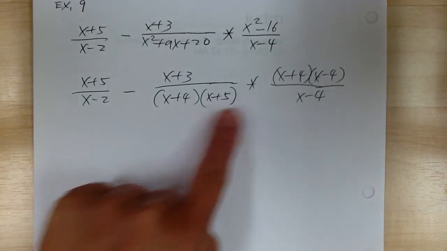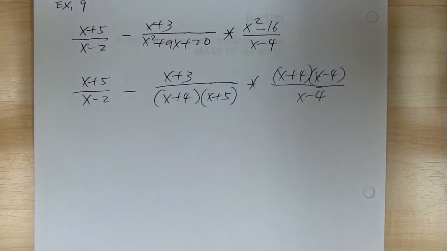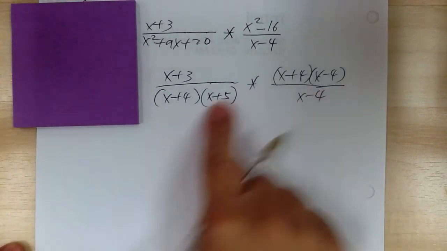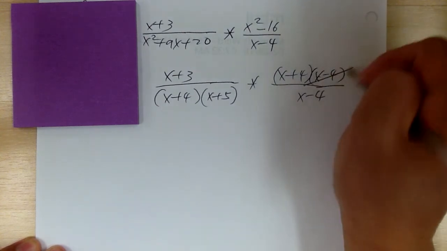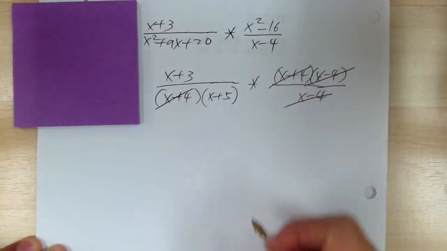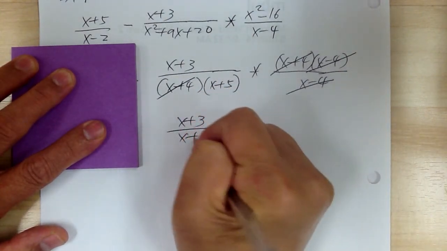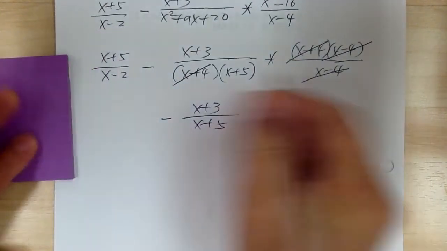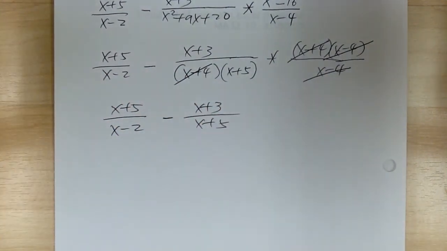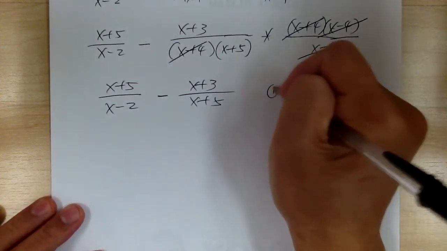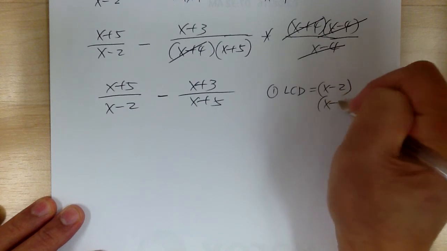Okay, now remember, this is subtraction, this is multiplication. So you have to do multiplication first. So don't worry about that right now. You have to do this part first. And in multiplication, you can cancel things out. So this and this can cancel out. This and this cancel out. So this becomes x plus 3 over x plus 5. Okay, so now it becomes a regular subtraction problem. So step 1, LCD equals x minus 2, x plus 5, right?